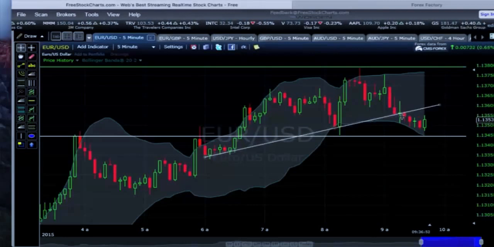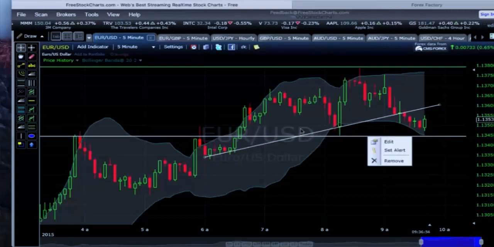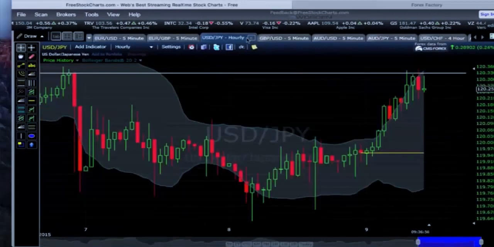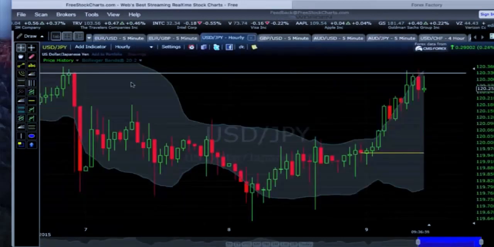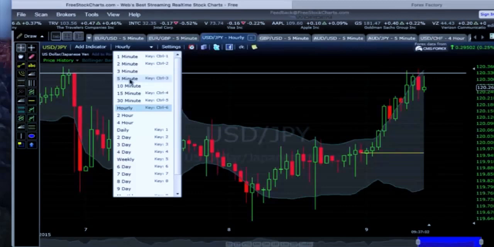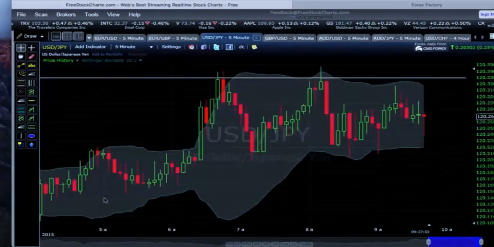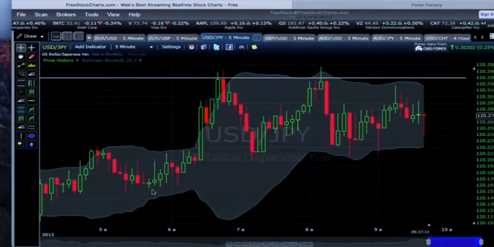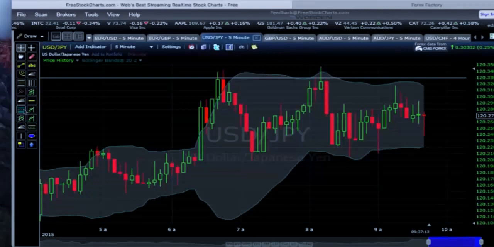Let's see what is going on here. USD/JPY holding. Oh, sorry. If you want to, take a look at Euro GBP on the 30-minute.